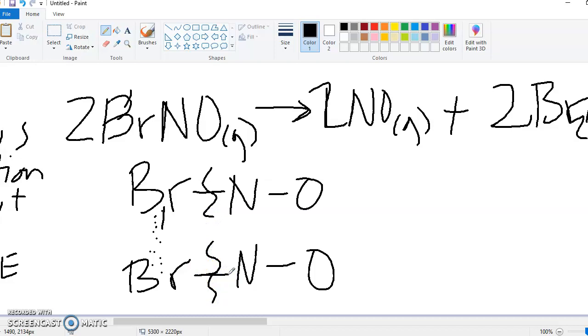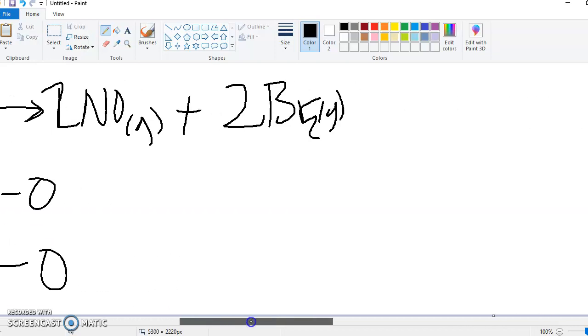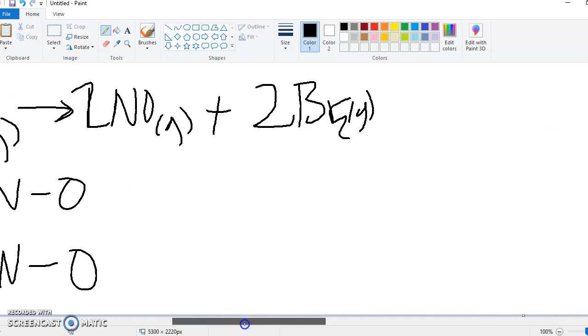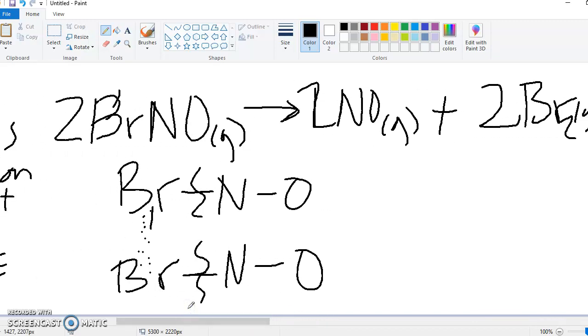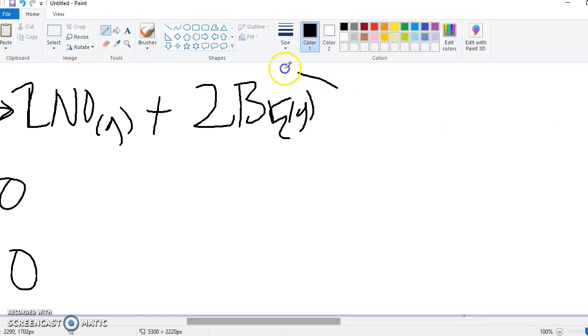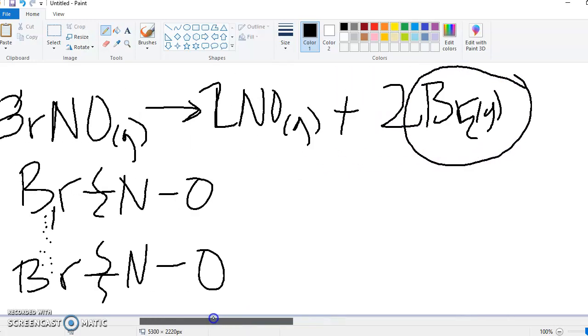So what we can say is that in order to make a Br2 molecule, a bromine gas molecule, I need 2 BrNO molecules to break 2 bonds between my bromine and my nitrogen, just to make one bromine gas molecule.